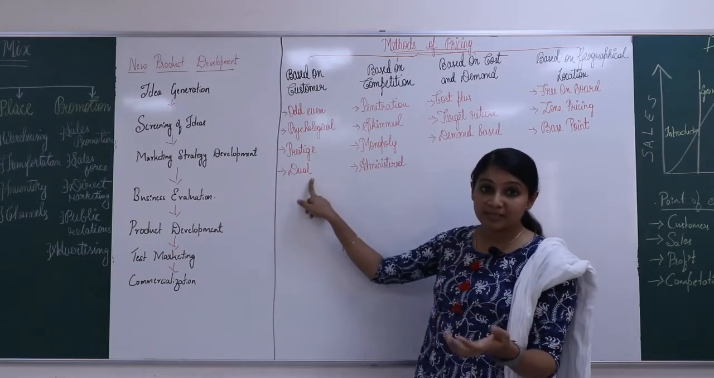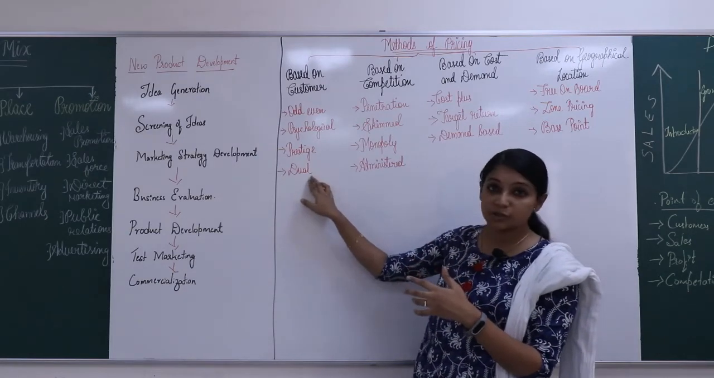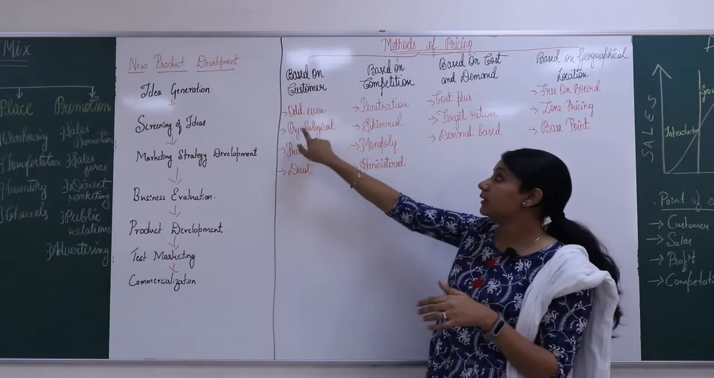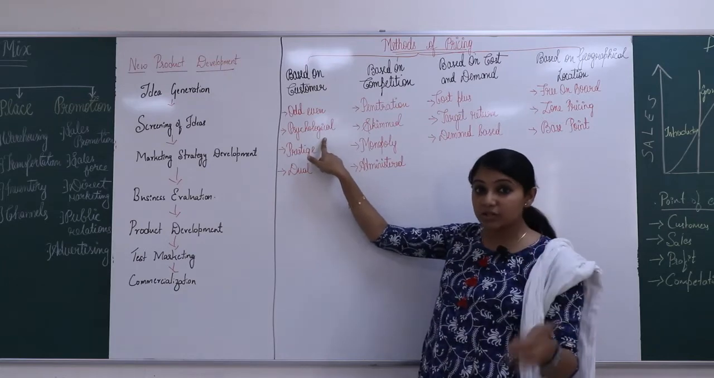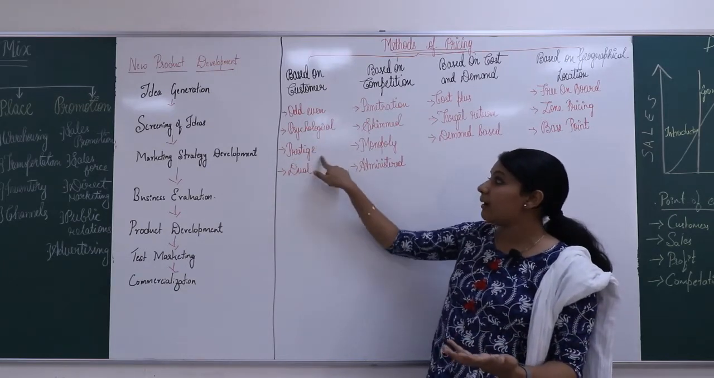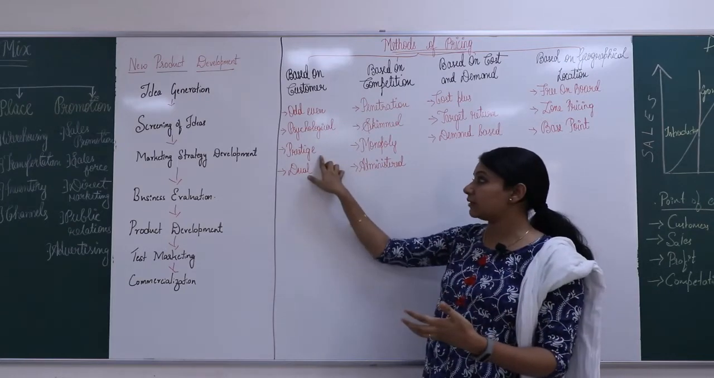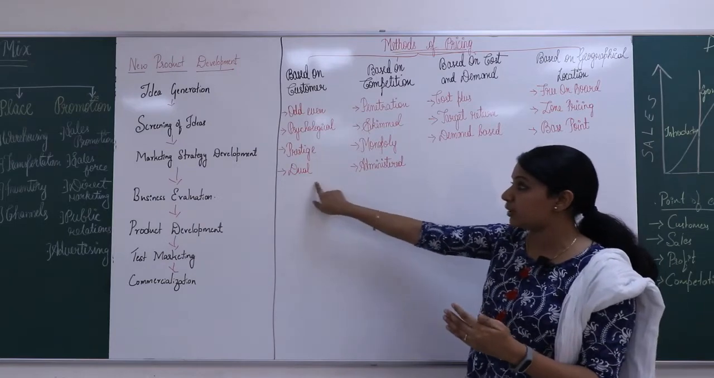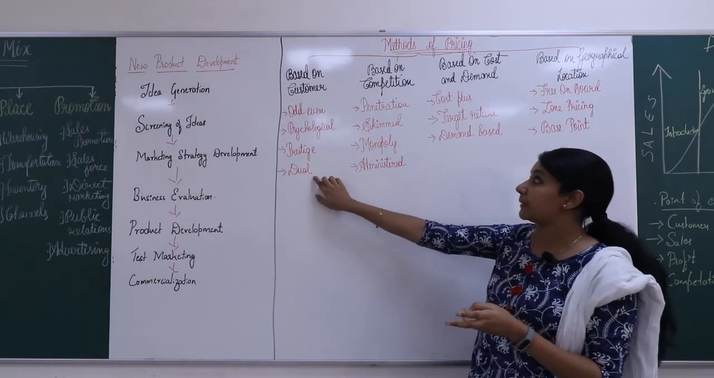That is dual pricing. The same product priced at two different places is called dual pricing. So based on the consumer, there is odd-even pricing, that is $2.99, $5.99. Psychological pricing is based on the psychology of the consumer, you change the price. Prestige pricing is giving a certain status or prestige symbol, so you price your product at a higher level. And dual pricing, the same product is given at two different prices.